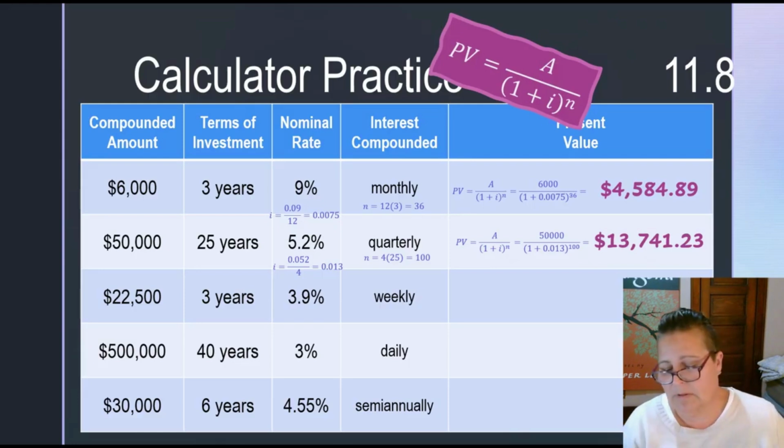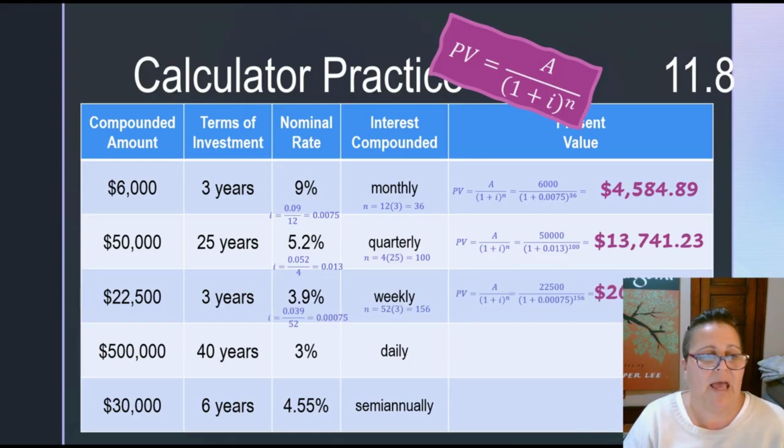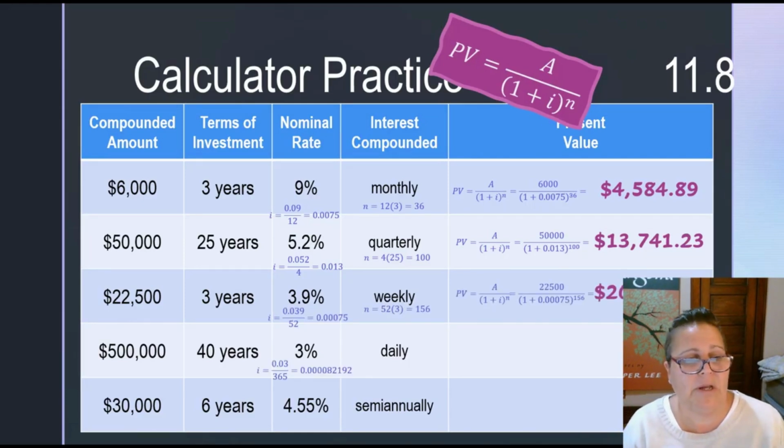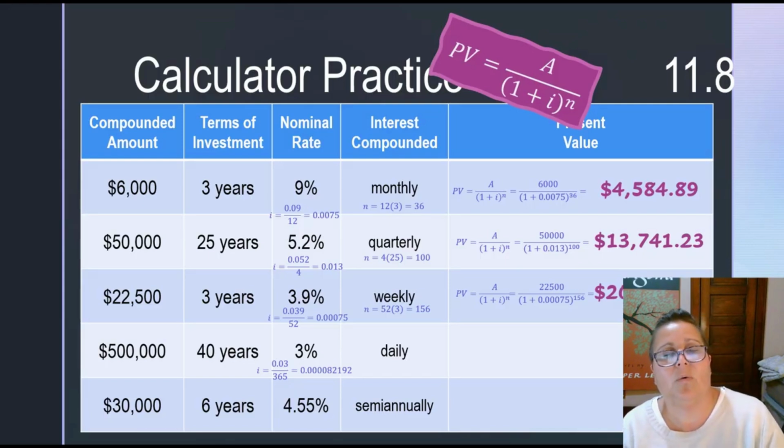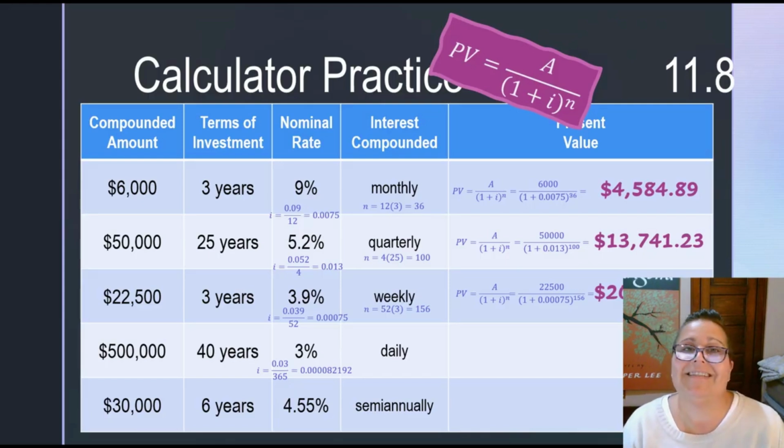All right. These last 3 problems here, I'm just going to click through this next one. And then I'm going to make a point on this one that's $500,000. Here we have I would be 0.03 divided by 365, or 0.0000. It's 4 of them, right? 82192.